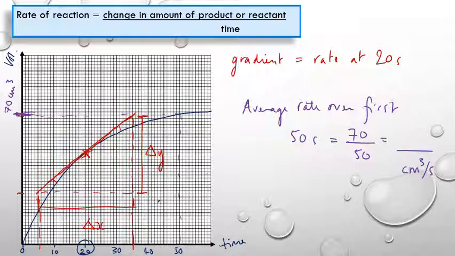So we've got two different types of rate that I can calculate. Firstly, the rate at a particular point by drawing a tangent. So that's the tangent one. And secondly, the average rate over a period of time. And I'm going to get you to now have a go at doing these for yourself.